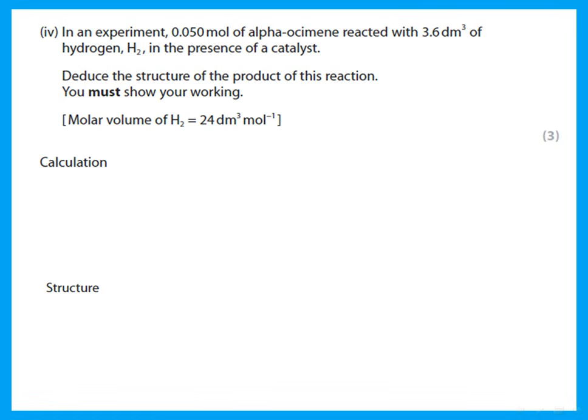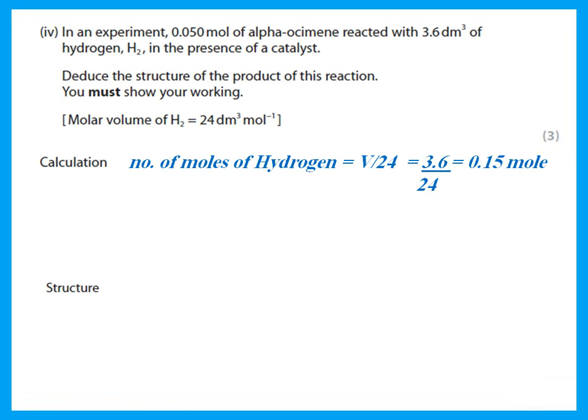Okay, in an experiment, 0.05 mole of alpha-ocimene reacted with 3.6 decimeter cubed of hydrogen in the presence of a catalyst. Deduce the structure of the product. So, okay, what are we doing? We're saying the number of moles of hydrogen that were needed is volume over 24, so that is 0.15 mole.